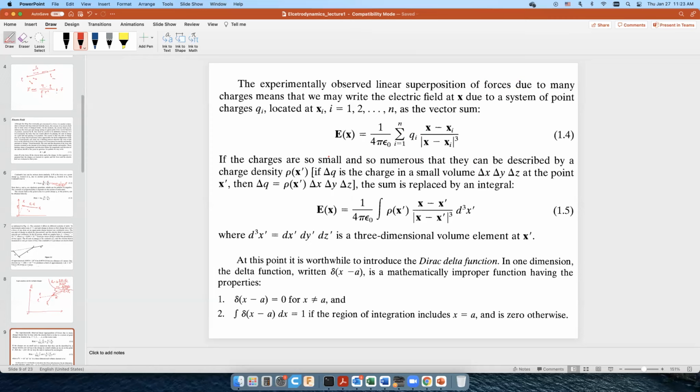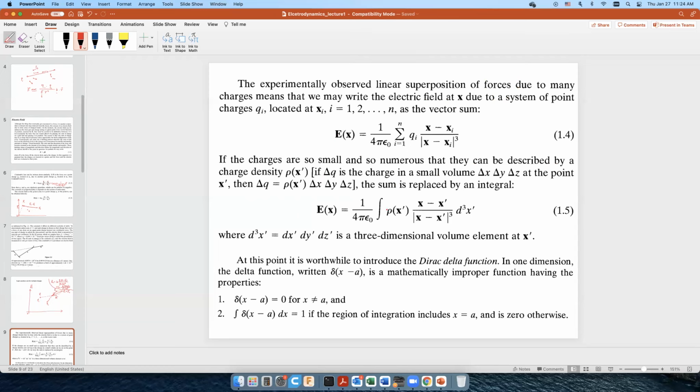Okay, and then if the charges are so small, from equation 1.4, each charge is a point charge, so you can do the calculations by summing them up. But if they're not point charges, they are very small charges. The charges are so small and so numerous that they can't be described by a charge density. Then what can we do? We can change the sum into an integral, which is shown here.